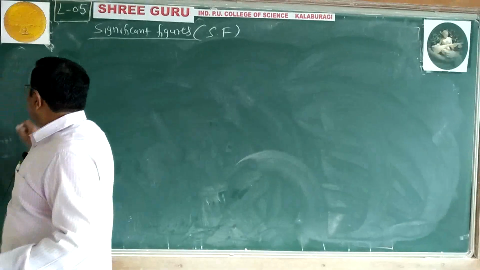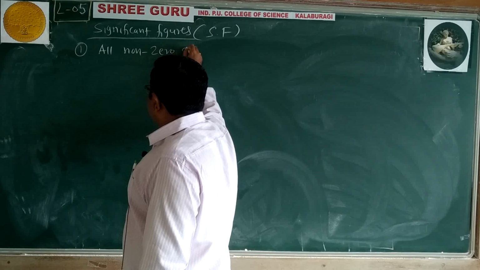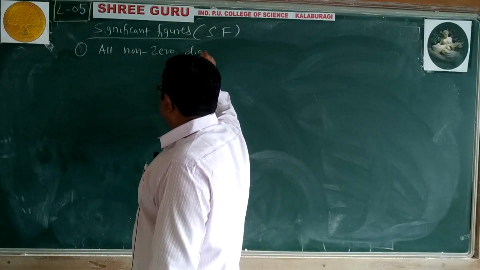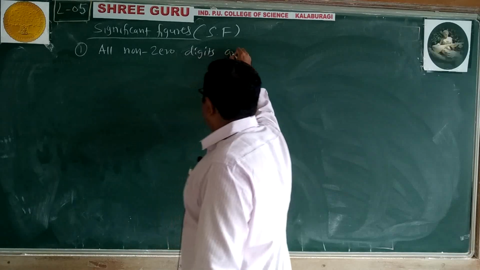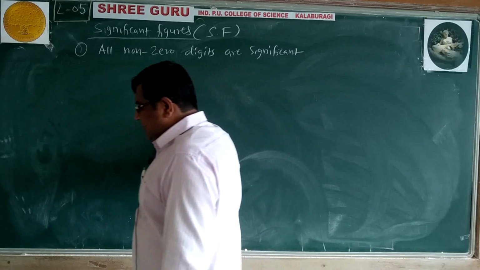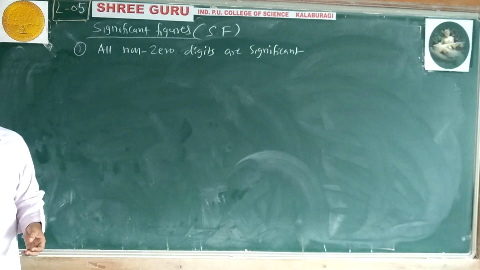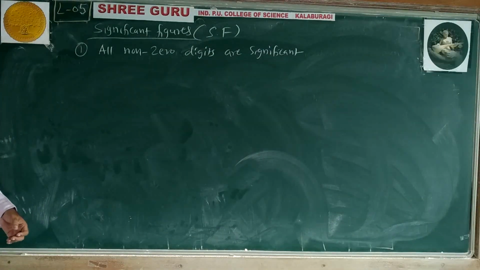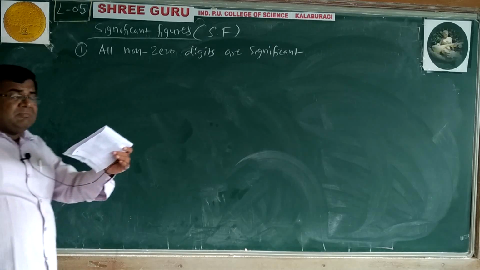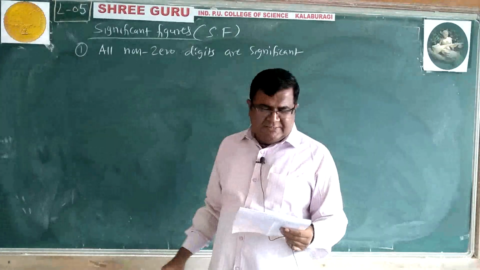So the first rule is that all non-zero digits are significant. This is the first rule, in that all non-zero digits are significant. I will give a few examples here. I will write these numbers only. We can take any number, but I have written some numbers purposely so that we can correlate with this.